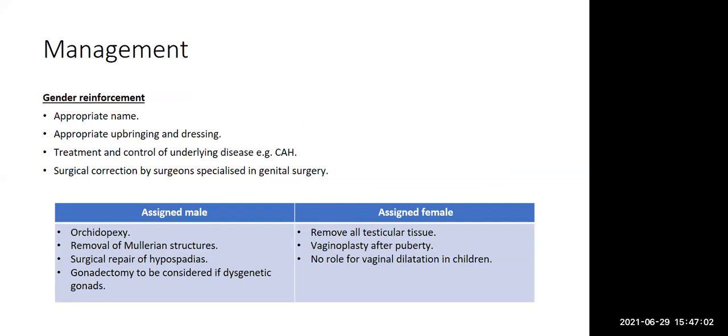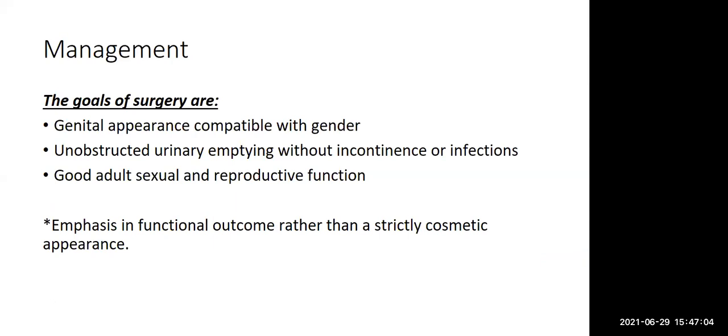Okay, so next, this is the last slide. Okay, so the surgery. If we want to do surgery, either it is a feminization surgery or masculinization surgery. So we want to make the genital appearance compatible with the gender, and prevent obstruction of urinary emptying or incontinence, so that the patient will have good adult sexual and reproductive function. So the emphasis is on the function, not on the cosmetic appearance.